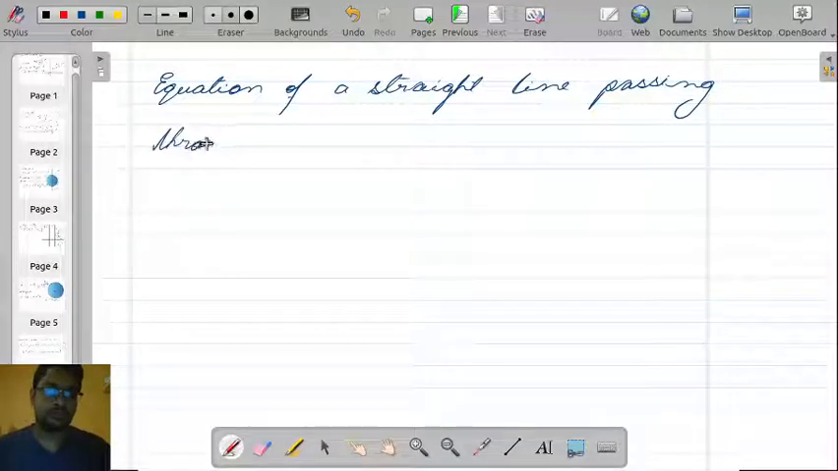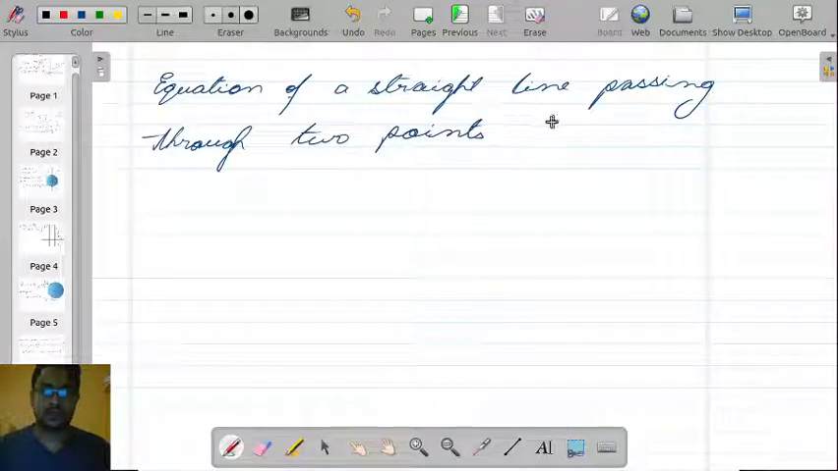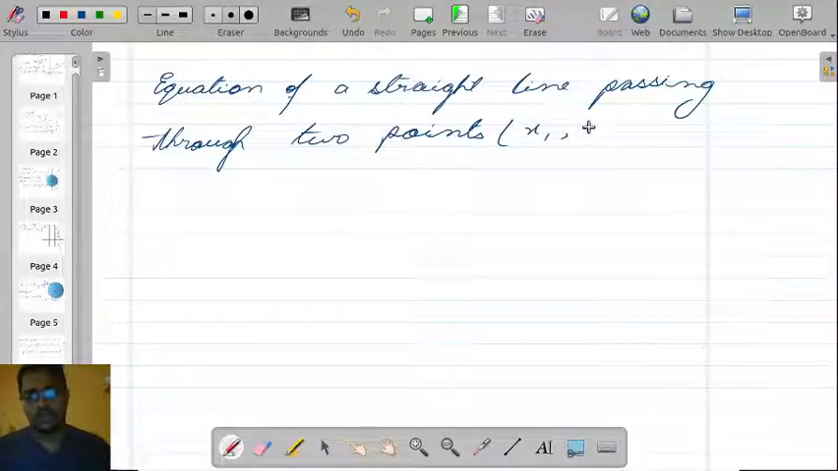Passing through 2 points, say I write it as x1. Let us write it as x1, x2. I have a special intention for this. Equation of a straight line passing through 2 points, (x1, y1) and (x2, y2). Okay, so let us write it this way.